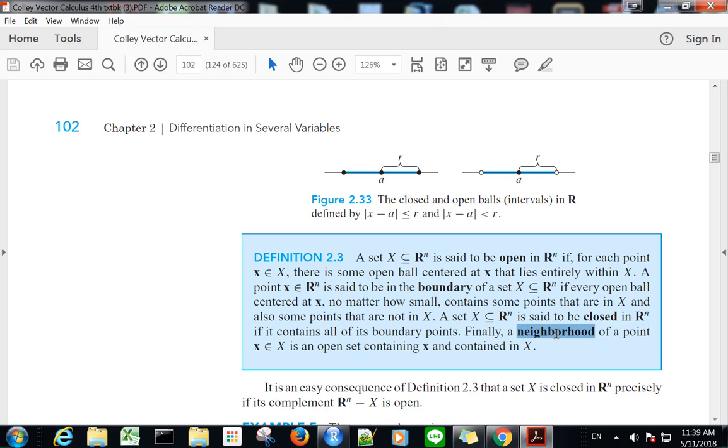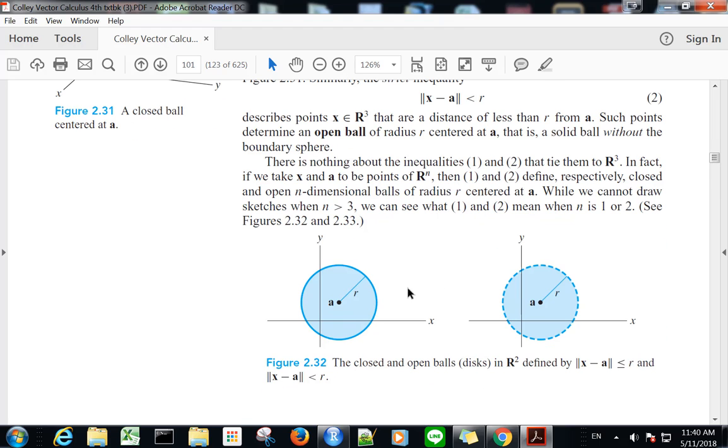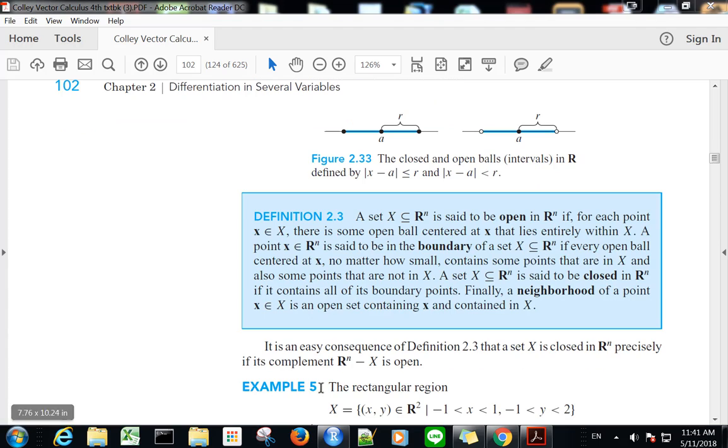Finally, a neighborhood, next word. A neighborhood of a point x in X is an open set containing x and contained in X. So a neighborhood would be, for example, here's a point A. What's a neighborhood of A? It's any open set that contains A. So this is an open set which contains A, so it's a neighborhood of A. Or you could draw some other shape, as long as it's open and contains A. That would also be called a neighborhood of A.